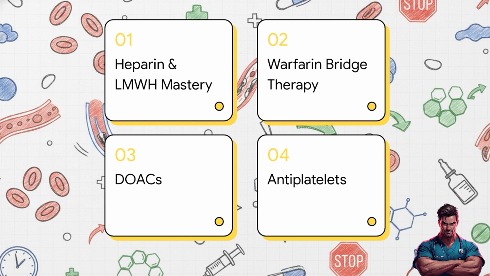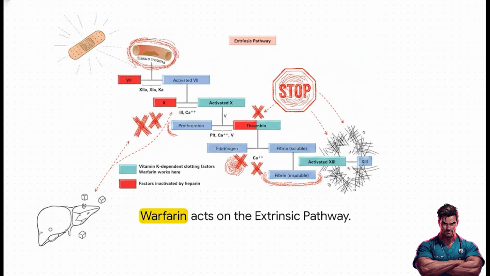Let's jump right in. Now, when tissue trauma happens, the extrinsic pathway activates, kind of like a blaring emergency alarm. And as you can see here, warfarin steps right into the mix and basically cuts off the supply chain. It inhibits the liver from synthesizing those crucial vitamin K-dependent clotting factors, specifically factors 2, 7, 9, and 10. And without those building blocks, a stable clot simply can't form.